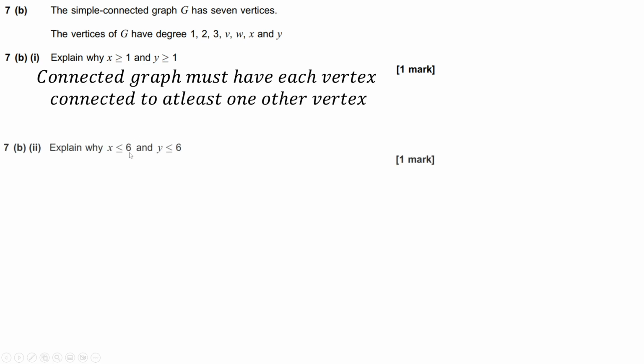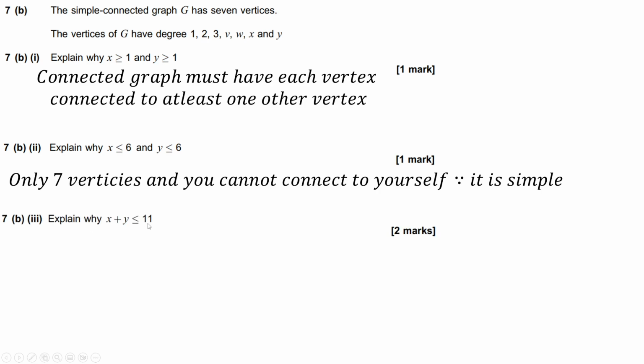Okay, explain why x is less than or equal to 6 and y is less than or equal to 6. It's a simple graph, so we're not going to have any overlaps or any loops. You can connect at most to every other node in the graph, but you can't connect to yourself. If there are 7 vertices, you can connect at most to 6 other nodes. You can't connect to the 7th one because you're the 7th one.